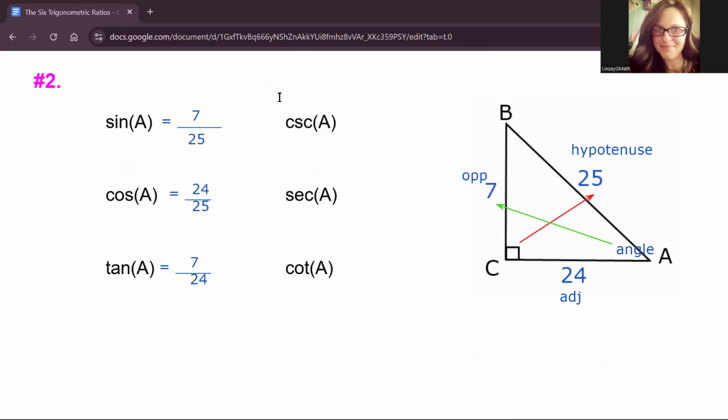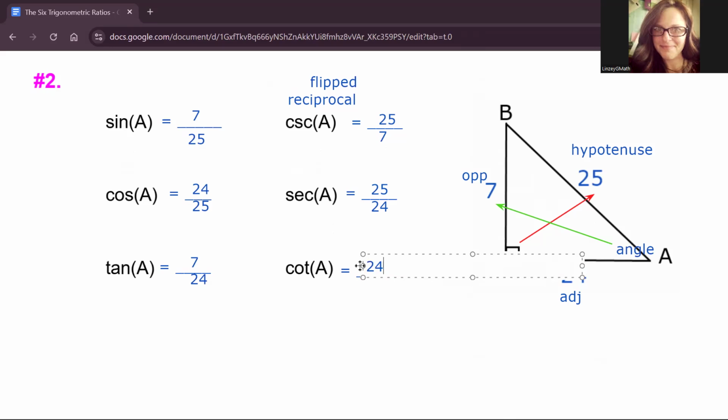And then the reciprocal trig functions are the flipped fraction. So we can find cosecant by taking the reciprocal of sine. We'll get 25 over 7, the flipped fraction. Secant is the reciprocal of cosine, the flipped fraction. We get 25 over 24. And cotangent, the reciprocal of tangent, the flipped fraction.